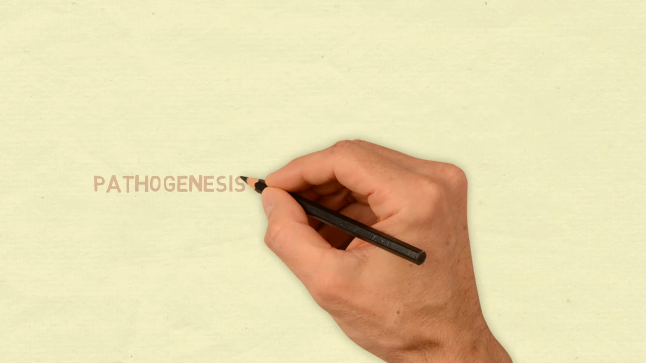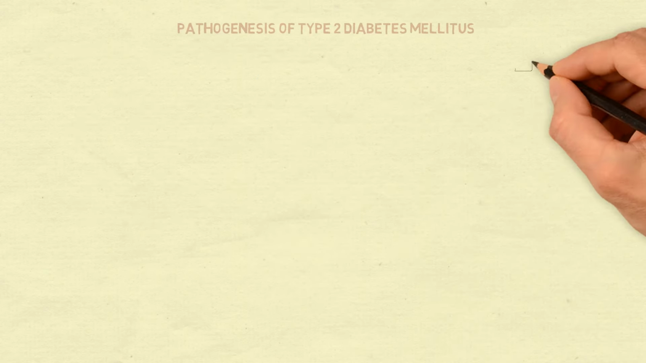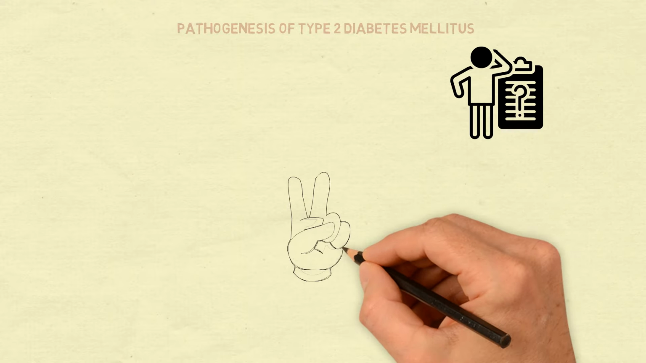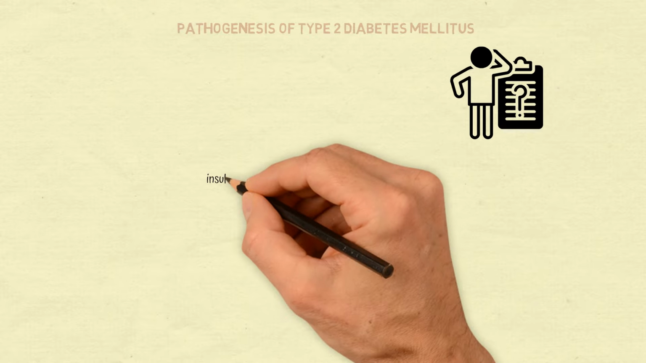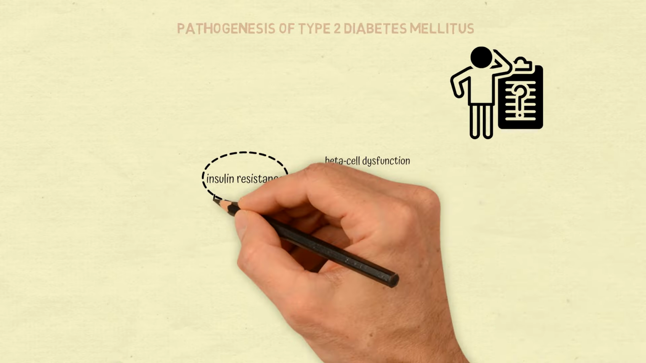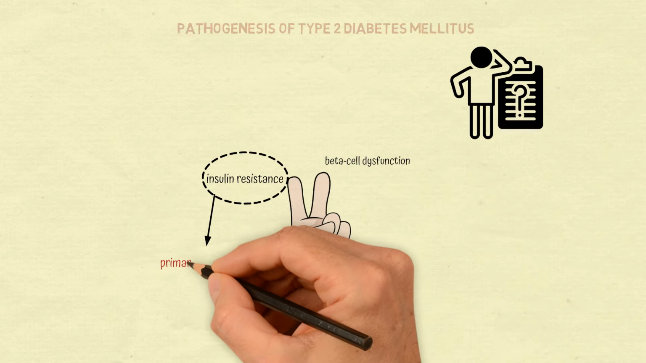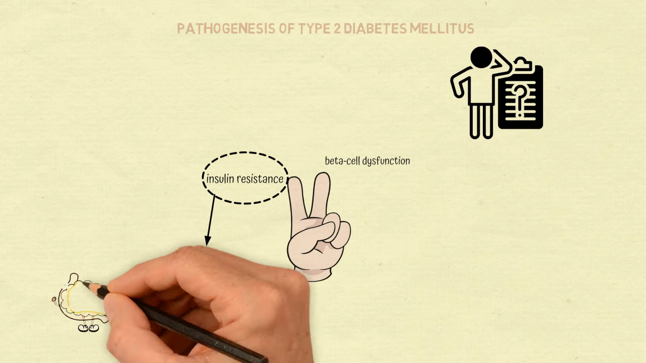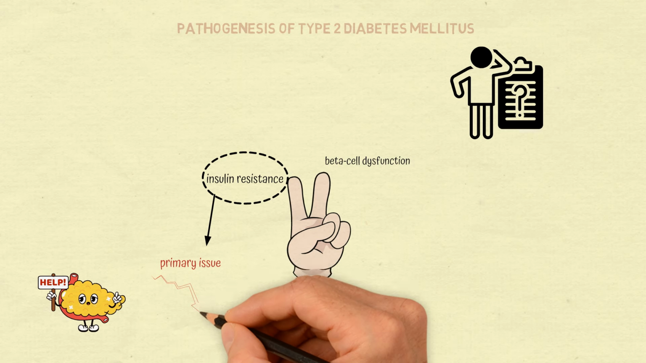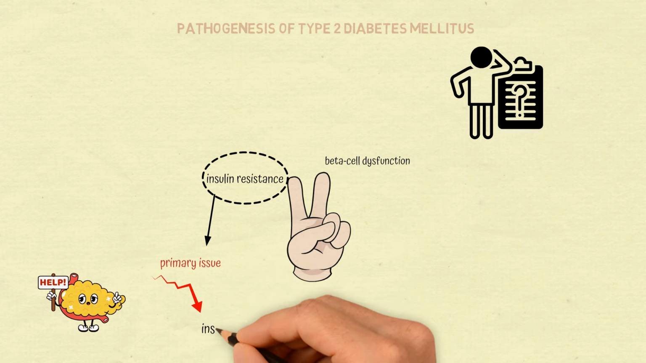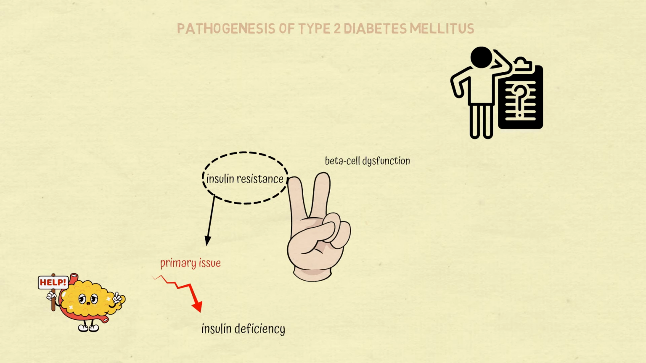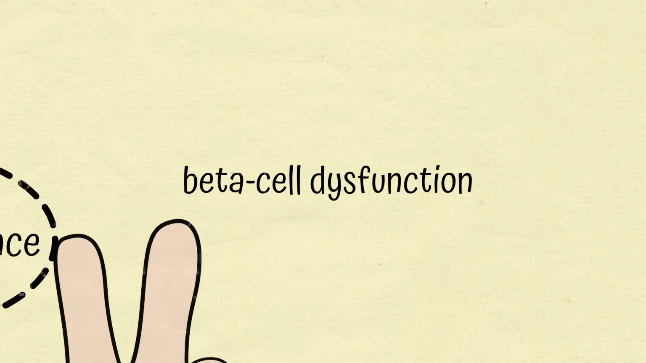Type 2 diabetes affects millions globally, but understanding the roots of this condition can be complex. Two main problems define type 2 diabetes: insulin resistance and beta cell dysfunction. Insulin resistance, or the body's reduced ability to respond to insulin, is often considered the primary issue. Over time, however, the pancreas can't keep up, leading to a gradual decline in insulin production. This results in a relative insulin deficiency early on, which may progress to a full deficiency as the disease advances.